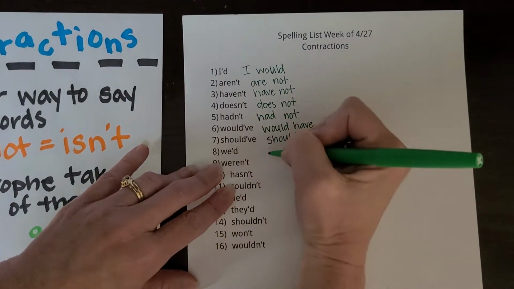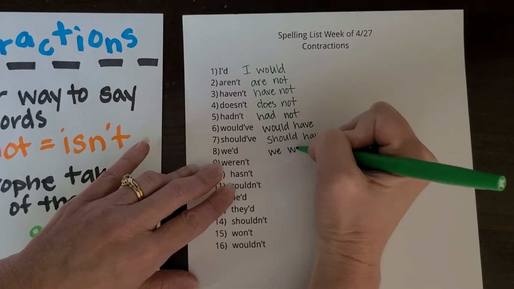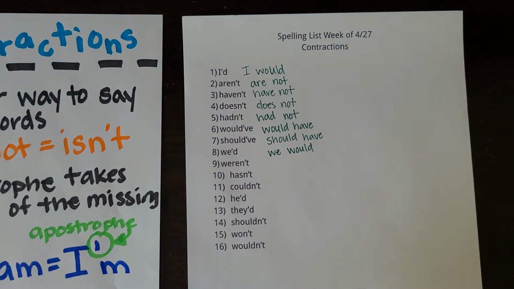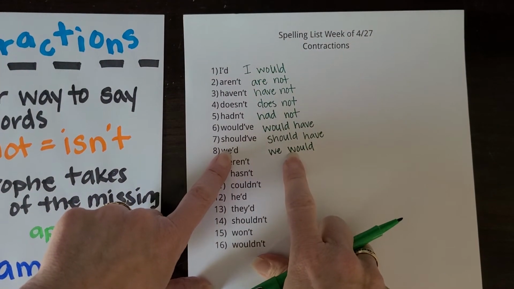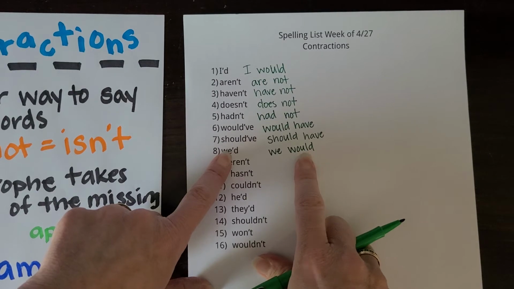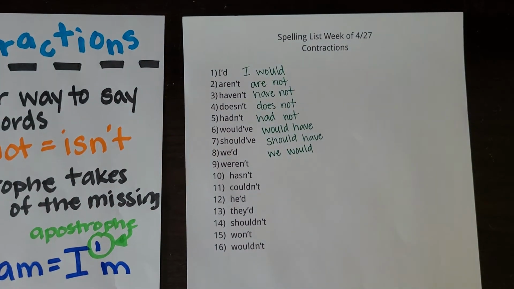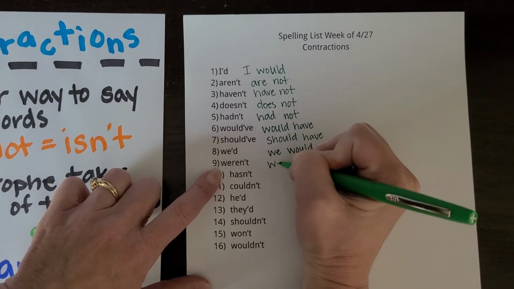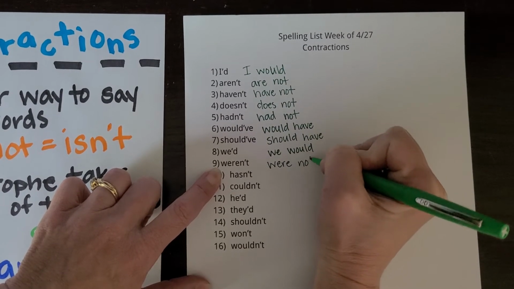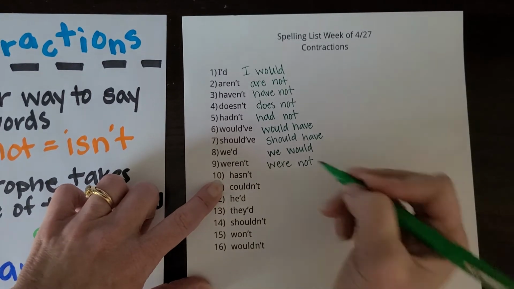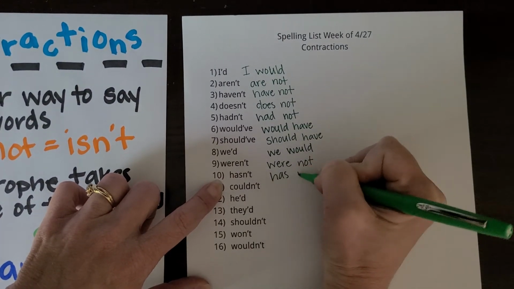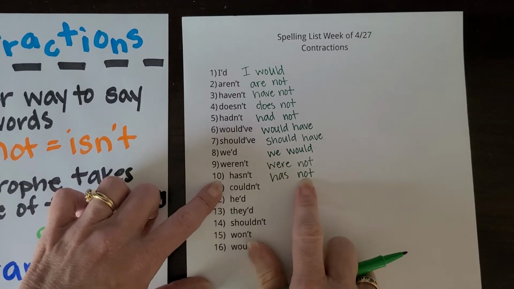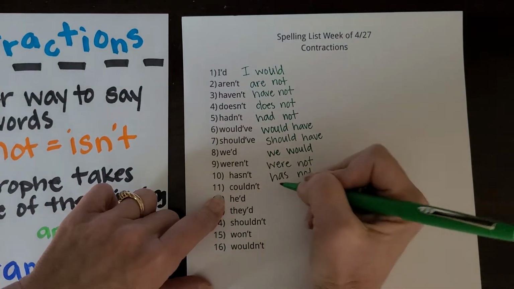We'd is we would. I forgot to mention this with I would, but that apostrophe takes the place of the W, O, U, and L. So that's four letters that apostrophe takes the place of. Weren't is were not. Hasn't is has not. Remember, with an apostrophe T, it just takes the place of that O. Couldn't is could not.